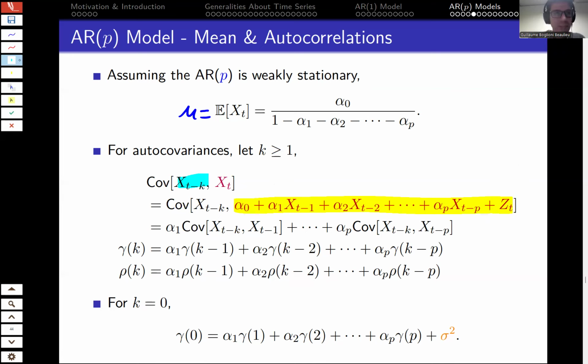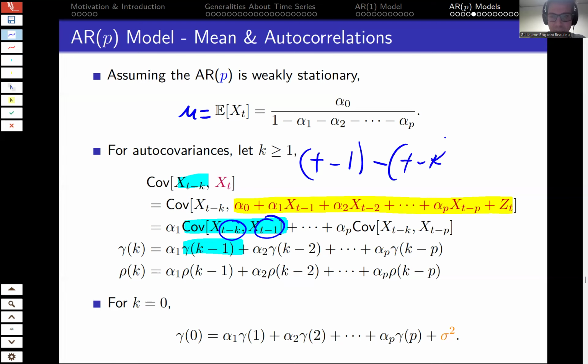Okay, and then the next step is simply to realize that, in our slightly simpler notation, the covariance between x_{t-k} and x_{t-1}, that's what we call gamma_{k-1}, the autocovariance at lag k minus 1. Well, yes, because what's the distance between t minus k and t minus 1? I think you see it straight away, it's t minus 1 minus t minus k. So it's k minus 1. So this term here is really just the autocovariance at lag k minus 1. The other ones are the same. The second term will be the autocovariance at lag k minus 2, and so on. The last one is the autocovariance at lag k minus p.